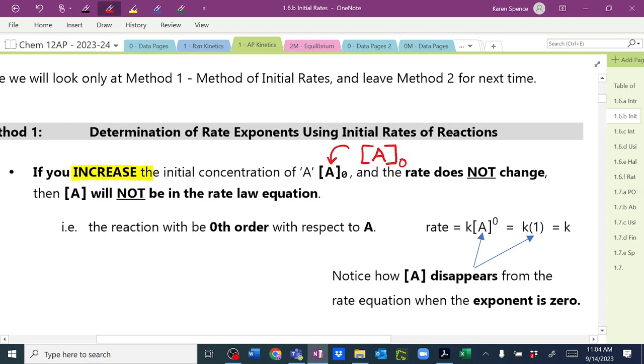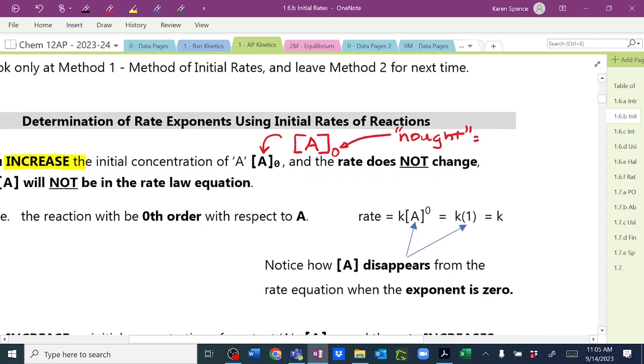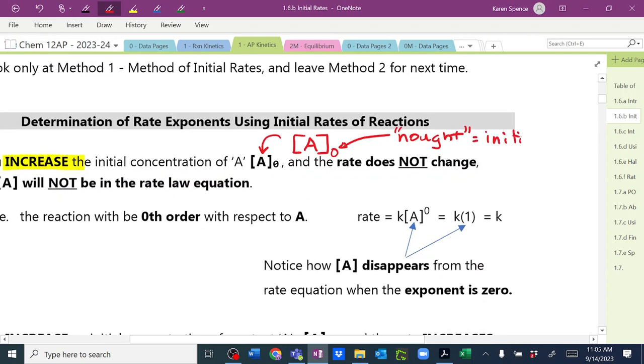That little bit there stands for, now I don't know which spelling of naught it is. I think it's the OU, naught. So that is concentration of A naught, which means initial. Don't know why they don't just use an I, but they don't. They use the little naught. It's kind of like it means at time 0. Does that make sense? At time 0.